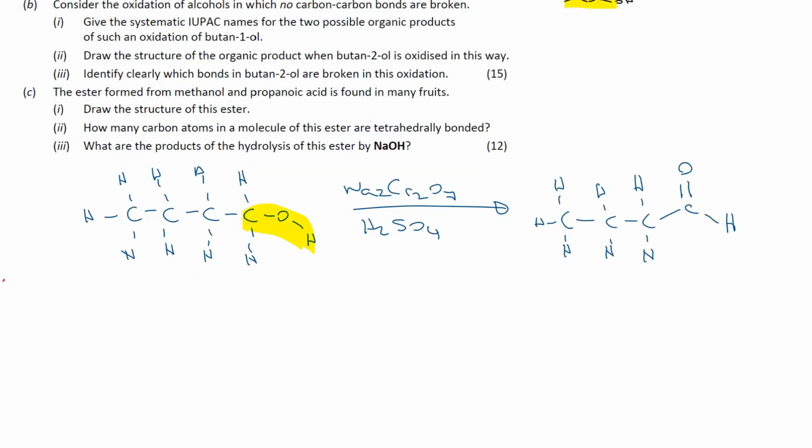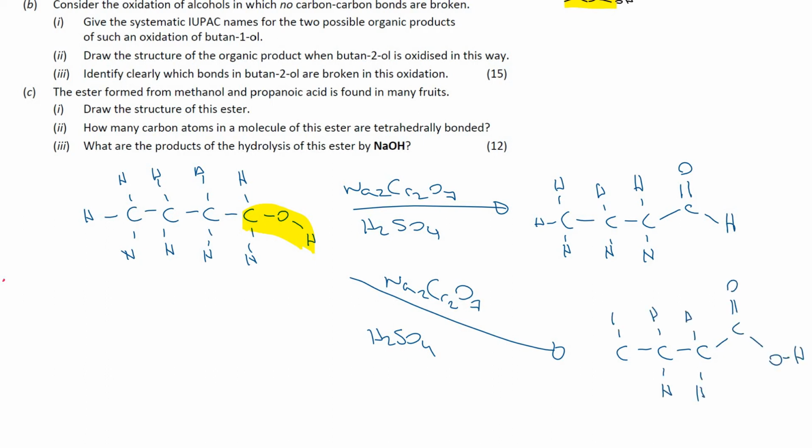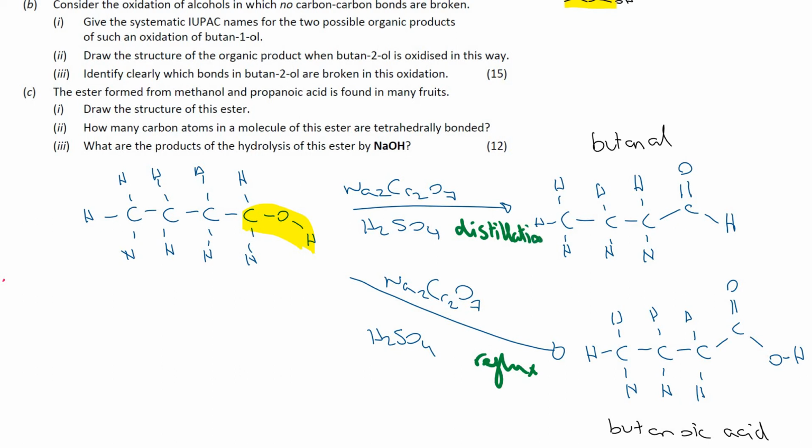If you oxidize that again, or you can go direct using the same reagents, you can form the carboxylic acid, which is butanoic acid. They are the products that you'll form. So this is butanal and this is butanoic acid. You can form it directly by refluxing. So this is the one by reflux, and this here is distillation.